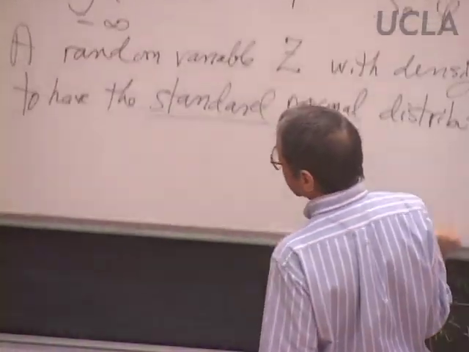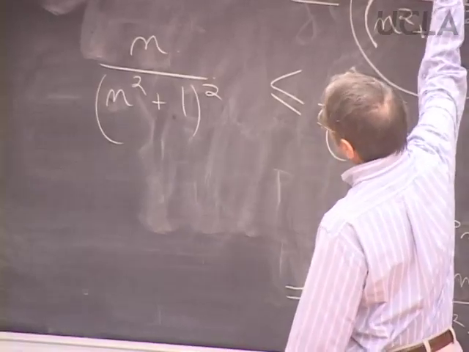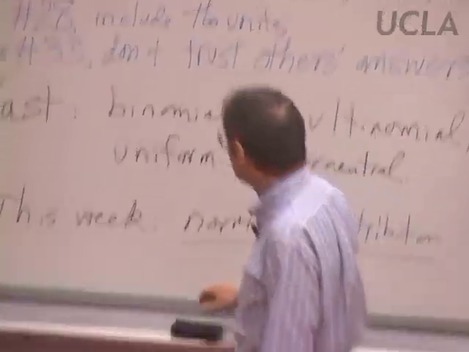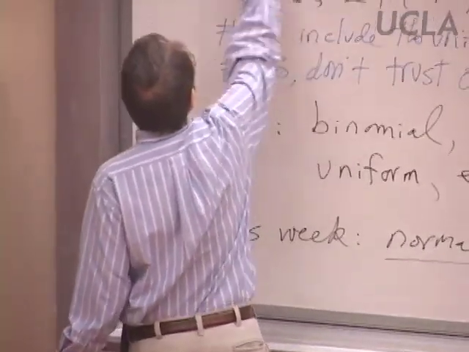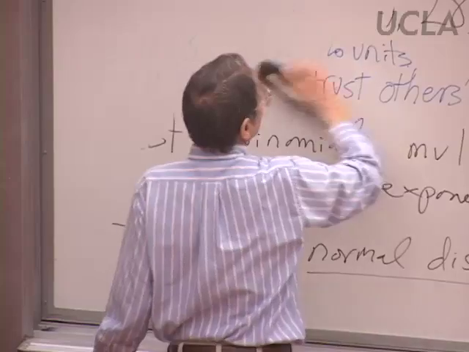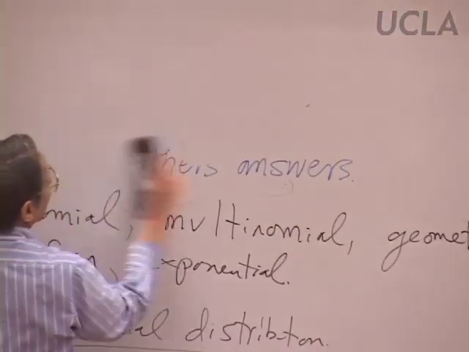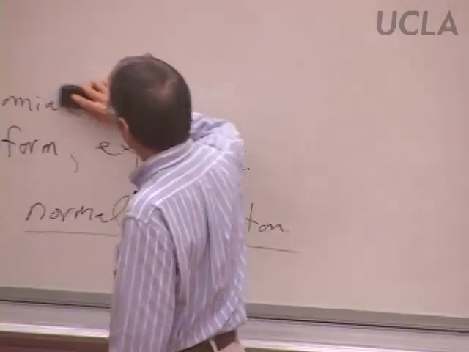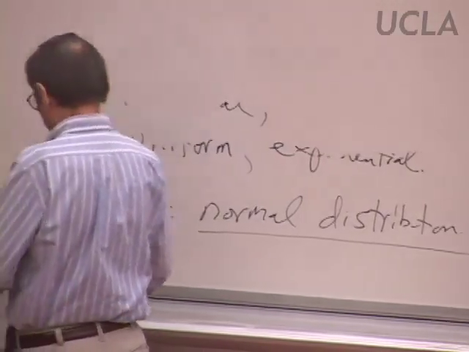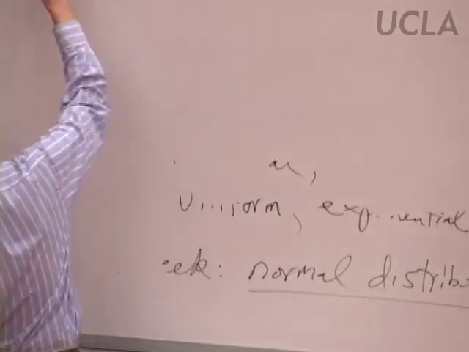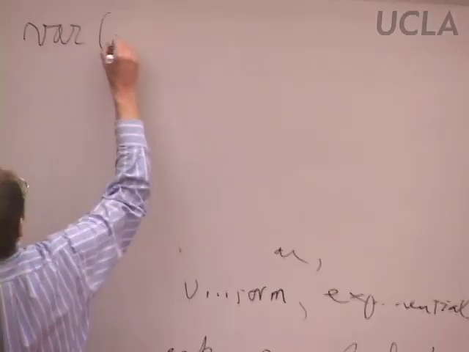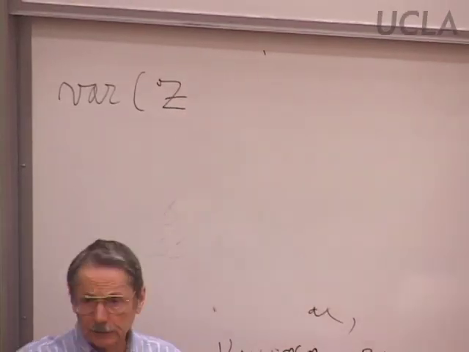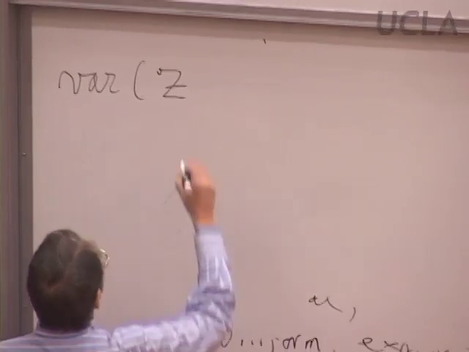What about standard deviation? Well, the variance is the expected value of z squared minus mu squared, but mu squared is 0. The variance of z. Well, okay, the mean was obvious from the picture. The variance is not obvious from the picture.